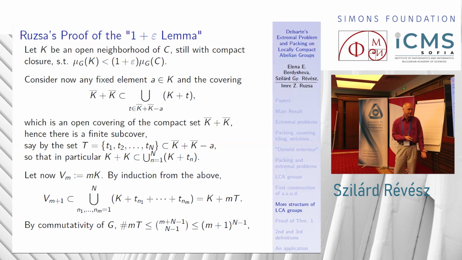But by commutativity, the number of elements of mT can be estimated. It's choosing among n elements m times. So it's m plus n minus 1 choose n minus 1, which is just polynomial.